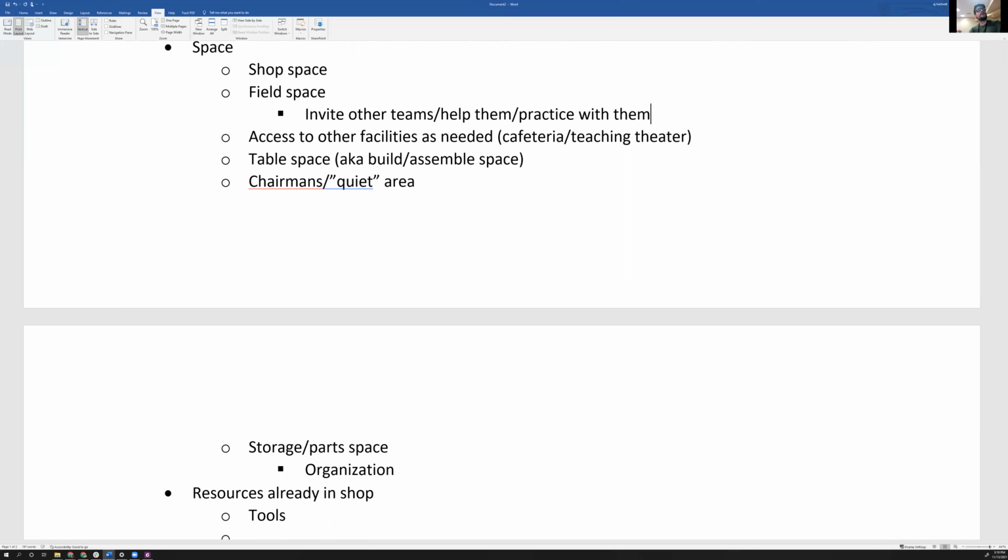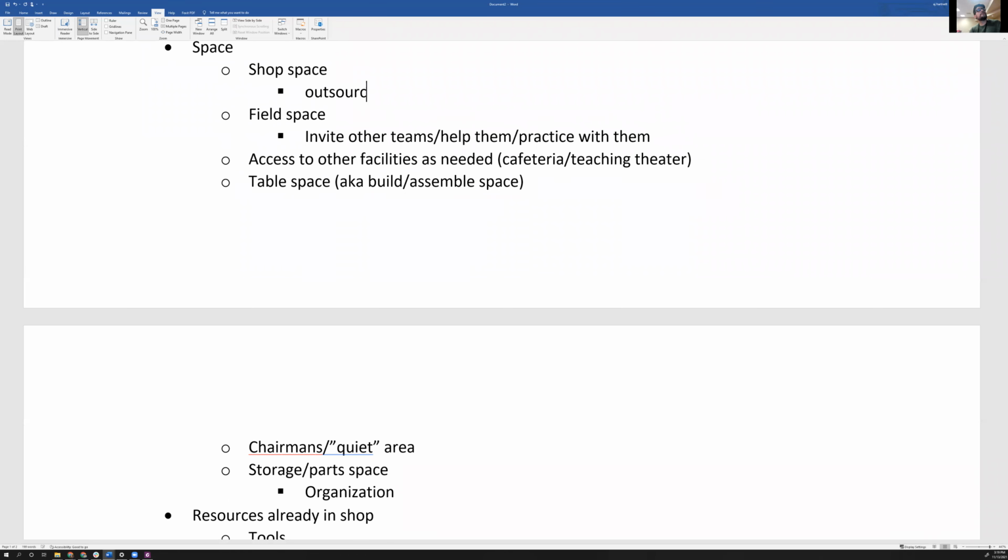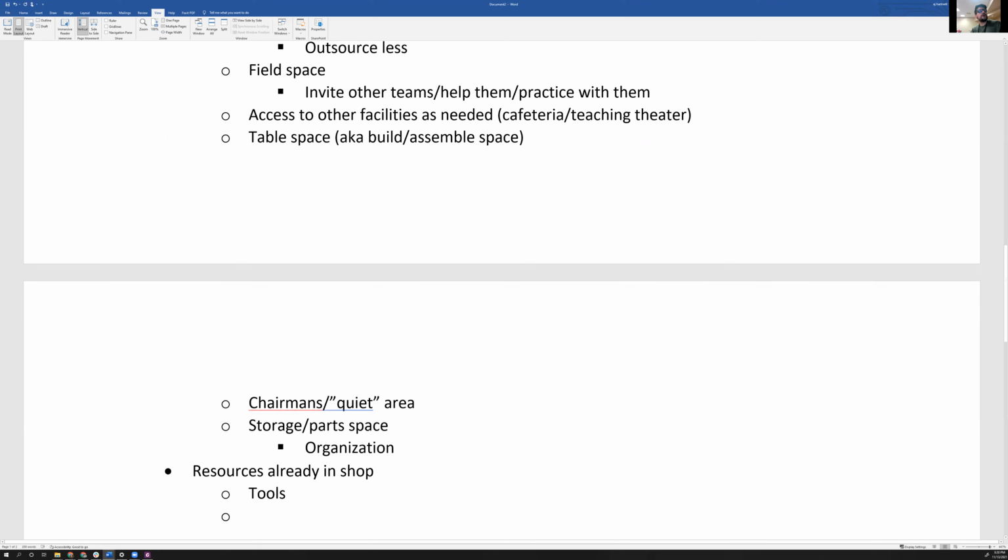Good. Anything else that you wanted to add, Dania? That probably gets into a little bit more of where we would categorize critical or abundant, but yeah, absolutely. Good thought to capture. Any other thoughts? Okay. So resources already in shop. So we got tools like Max said. What other kind of things? Kate?